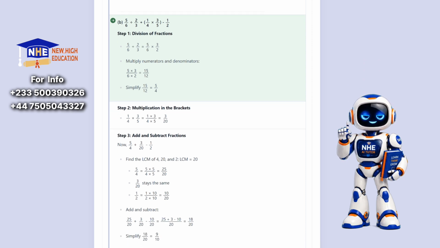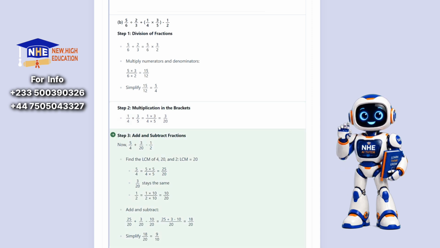B, 5/6 divided by 2/3 plus open bracket, 1/4 times 3/5, close bracket minus 1/2. Step 1, division of fractions. First, 5/6 divided by 2/3. Remember, to divide fractions, multiply by the reciprocal, so 5/6 times 3/2. Multiply the numerators. 5 times 3 is 15. Multiply the denominators. 6 times 2 is 12. So we get 15/12, which simplifies to 5/4.